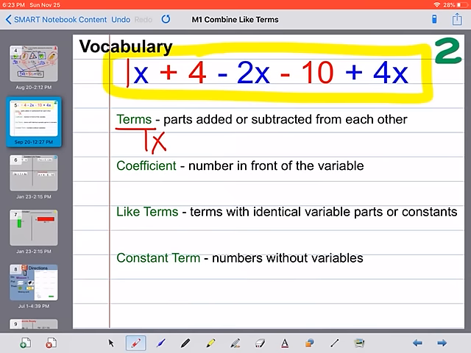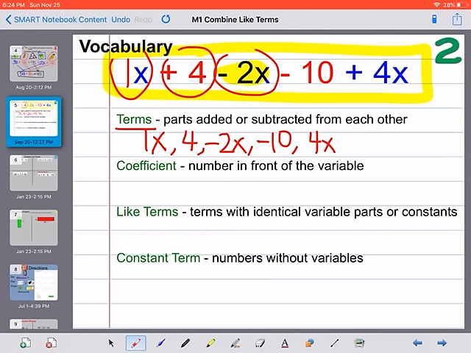Then we also have 4. 4 is a term. I'm listing them in a row. Then we have negative 2X. Be careful, the negative goes with the 2. So we have negative 2X is a term. Negative 10 is a term. And 4X is a term. So we have 1, 2, 3, 4, 5 terms.